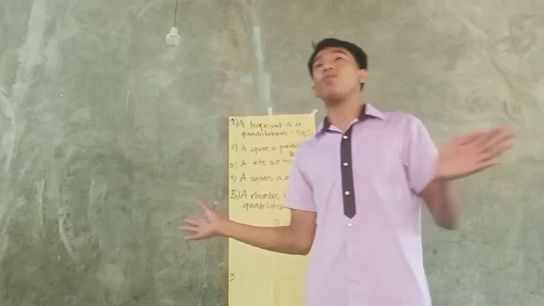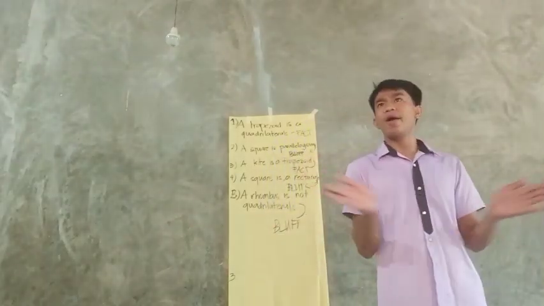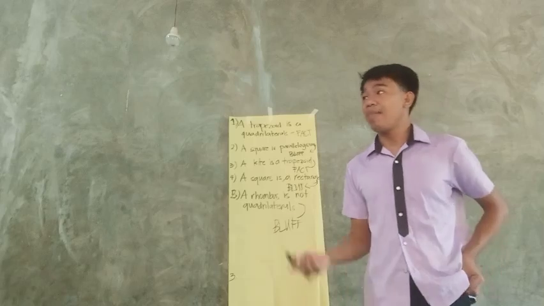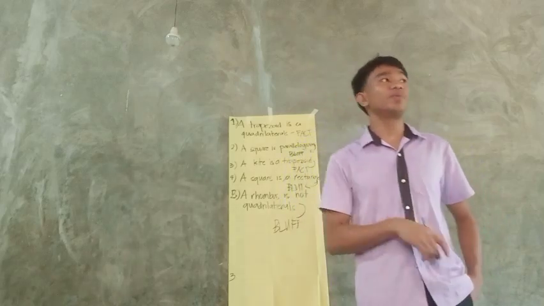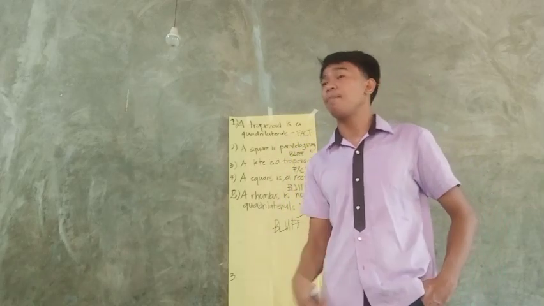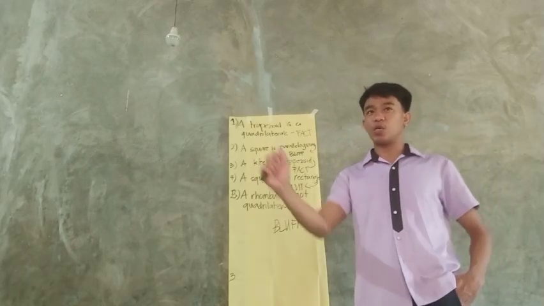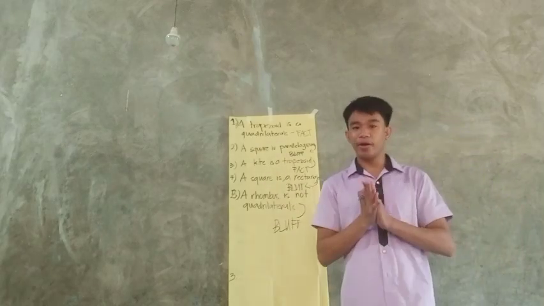Alright, so very good everyone. Who got the perfect score? Okay, it seems that all of you or some of you got a perfect score, and for those who didn't get it, just give it your best next time and you are going to get that perfect score. Manifest it. Okay, very good everyone.